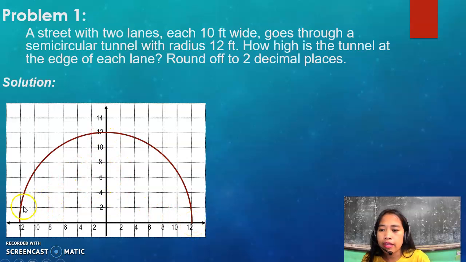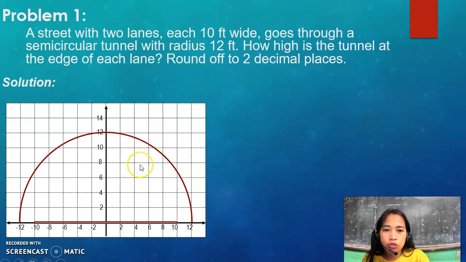Okay, so diri sa tunnel, sa tunga sa tunnel, naa tayo'y two lanes nga 10 feet ang kalapdon sa kada lane. So we have 10 feet to the left and 10 feet to the right. So we have 10 and negative 10 as our endpoints of the lanes.